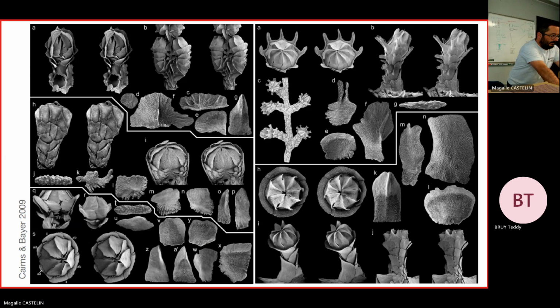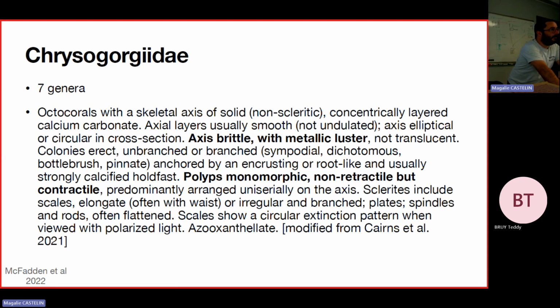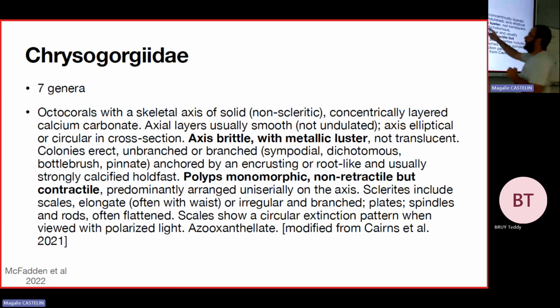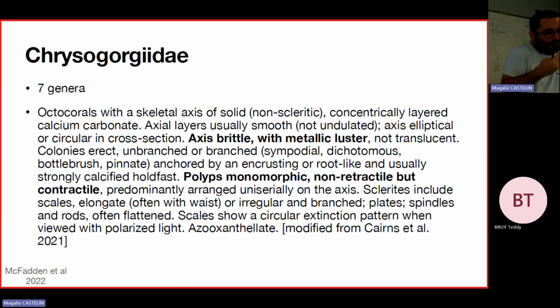Then another group that I see sometimes called golden corals is the Chrysogorgiidae. And these have the axis, which is very strong. Actually, it's not very pliable. If you try to flex it, it will break. So it's brittle. But don't try to flex it, or you talk to Magali afterwards. It has a metallic luster. It tends to be iridescent, meaning that when you move it around, you will see the colors changing. And they are metallic looking colors.